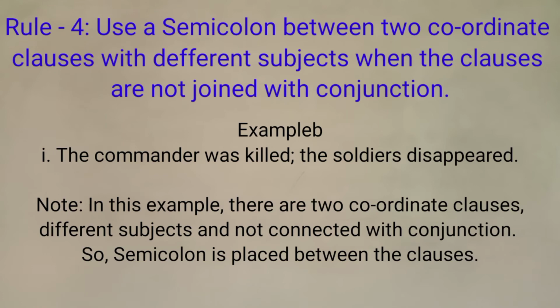Example: the commander was killed; the soldier disappeared. In this example, there are 2 coordinate clauses and the subjects are different. In the first clause, the subject is the commander and in the second clause, the subject is the soldier. Different subjects, and it is not connected with a conjunction.